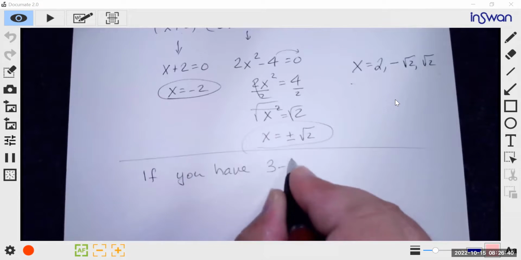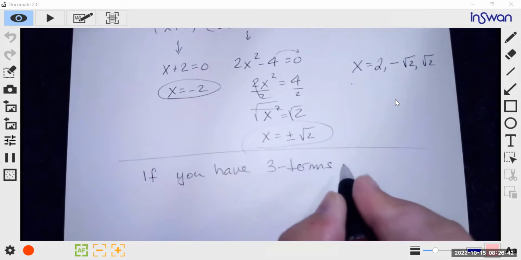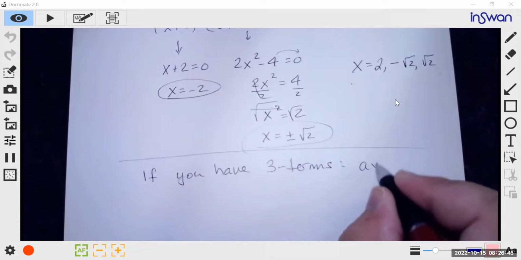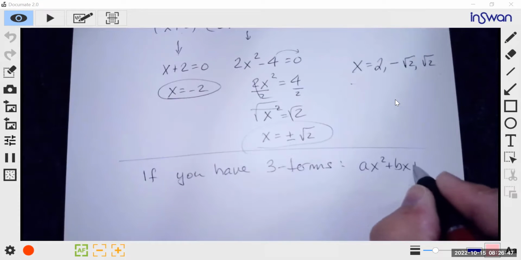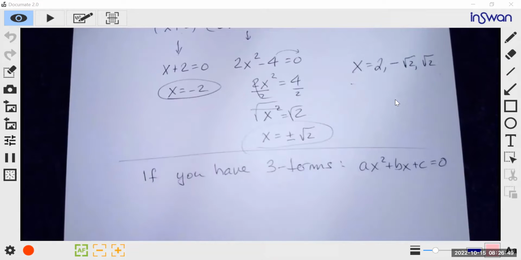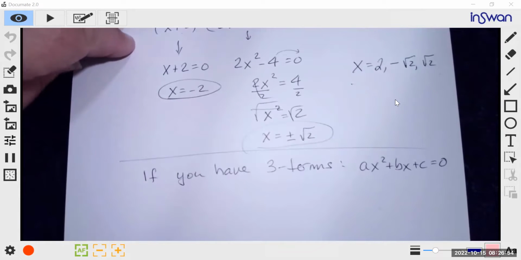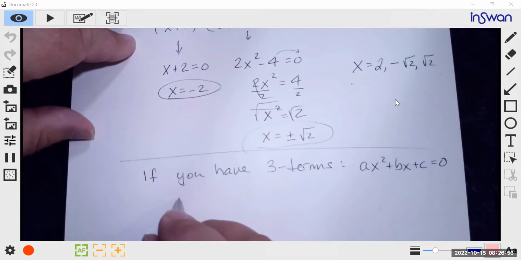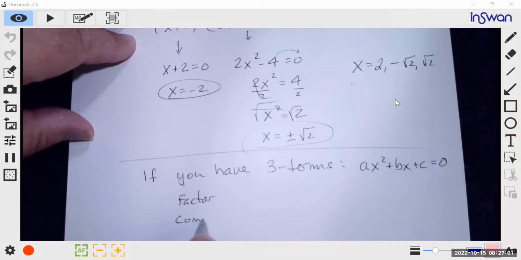If you have 3 terms, which is our traditional quadratic equation, we can either factor it, use the square method, or the quadratic formula.